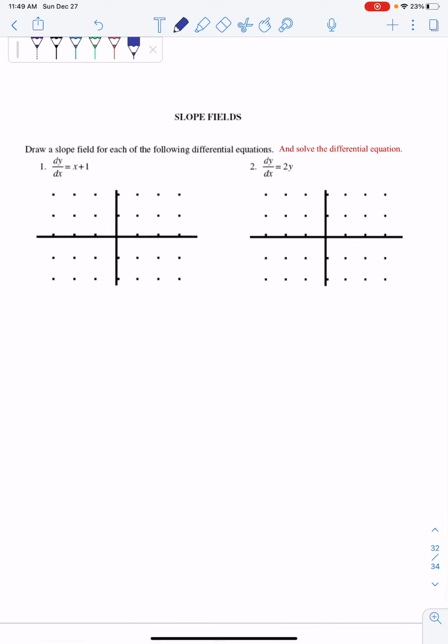All right, guys, today is kind of a fun one. We are on 5.5, and we're talking about slope fields.